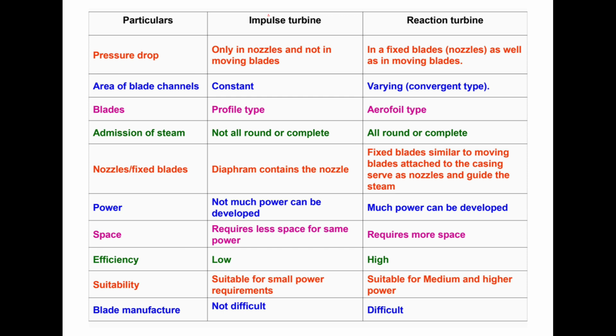Power: in the impulse turbine not much power can be developed, but in the reaction turbine much power can be developed. Space: the impulse turbine requires less space compared with the reaction turbine. Efficiency of the impulse turbine is lower compared with the reaction turbine. Suitability: the impulse turbine suits small power requirements, but the reaction turbine is able to generate medium and higher power.